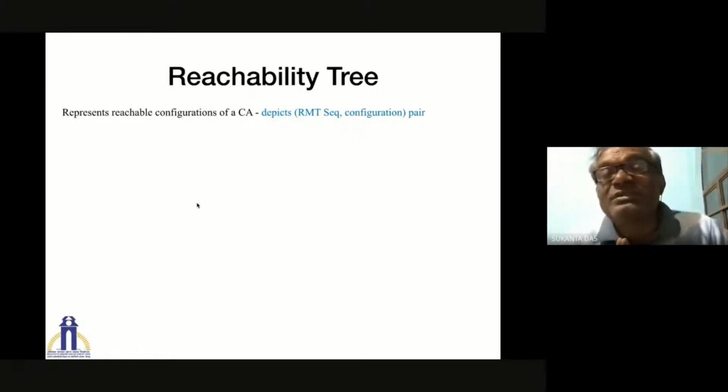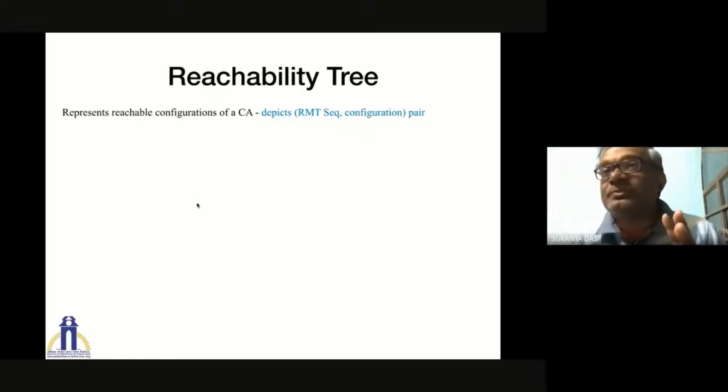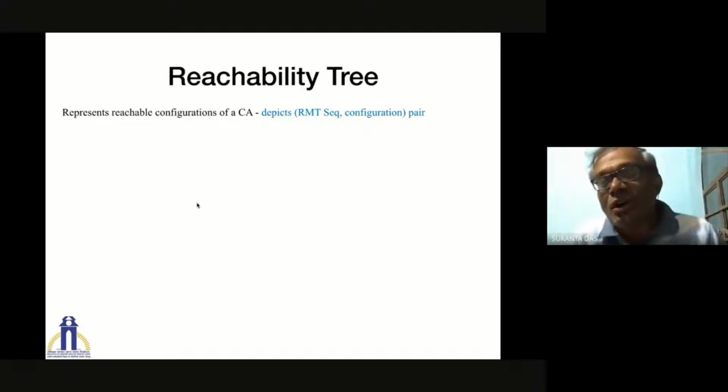And it uses an RMT sequence and configuration pair. How does it represent only reachable configurations? Non-reachable configurations are absent in the tree. You understand? Something is absent. Which one is absent? You can detect it from the reachability tree. So its name is reachability tree because it represents only reachable configurations of a CA.